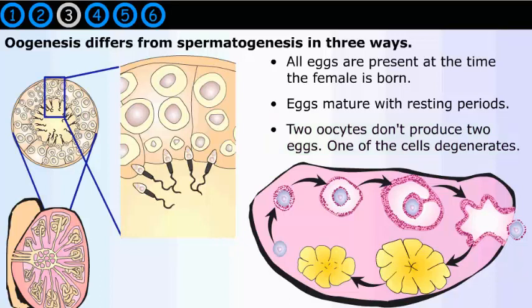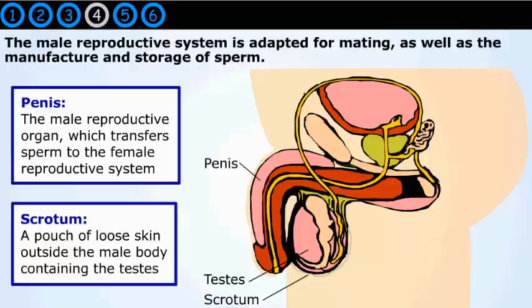Now that we've looked at spermatogenesis and oogenesis, let's turn our attention to the structure of the male and female reproductive organs. The reproductive system is adapted to carry out the manufacture and storage of gametes and to allow the physical act of mating to take place.